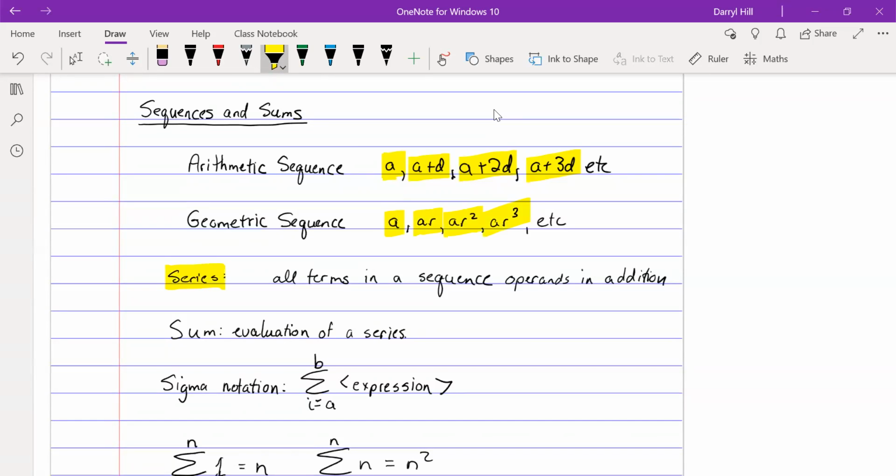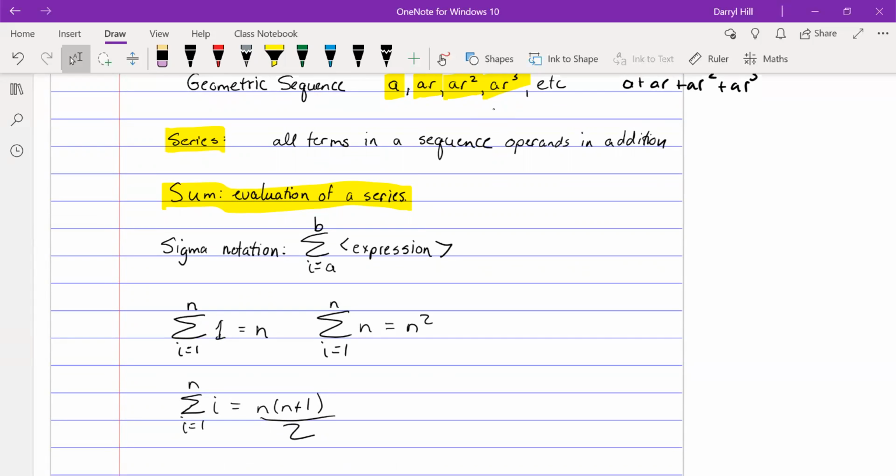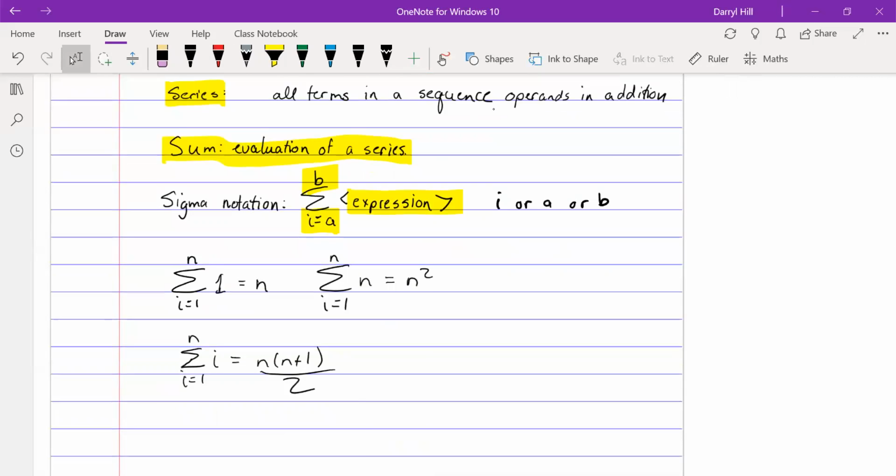A series means that all terms in a sequence are operands in an addition. So if I took this geometric series, that means A plus AR plus AR squared plus AR cubed. That would be the series. And then the sum is, of course, when I add all those things up. We use sigma notation to represent a sum usually. In general, we have some counter variable, the I, A is the start value and B is the end value, and then we have some expression. That expression can include I or A or B or all of them, it doesn't matter. And it can also include other variables from other nested sums.